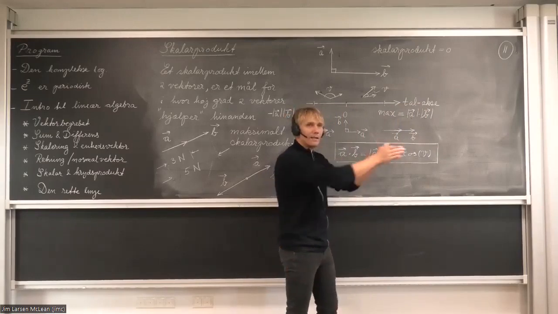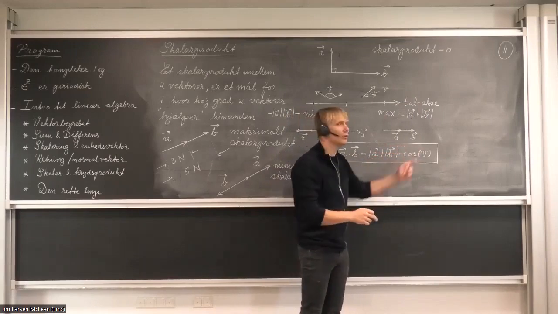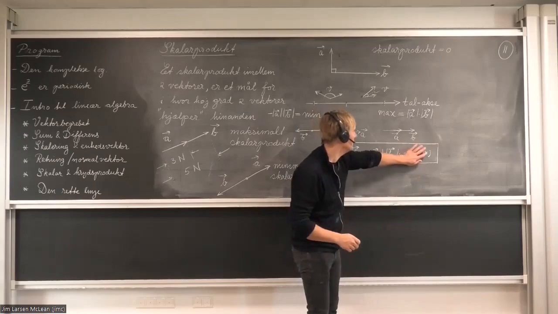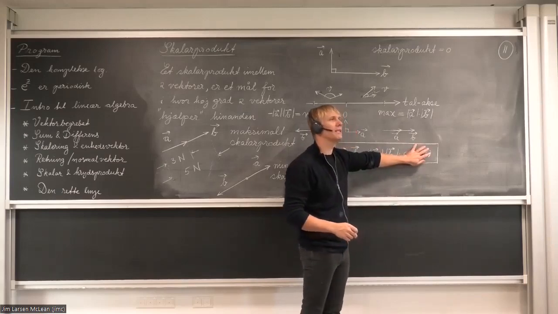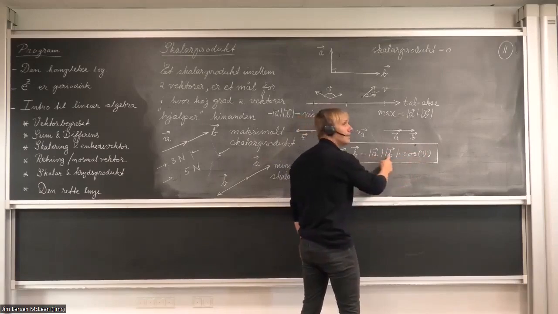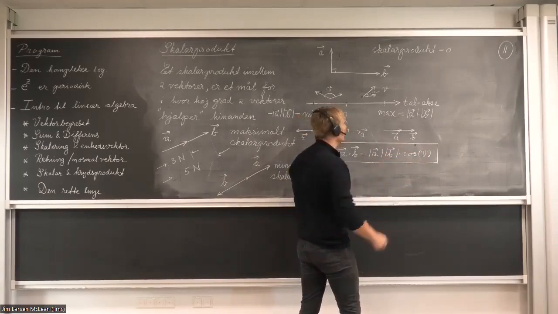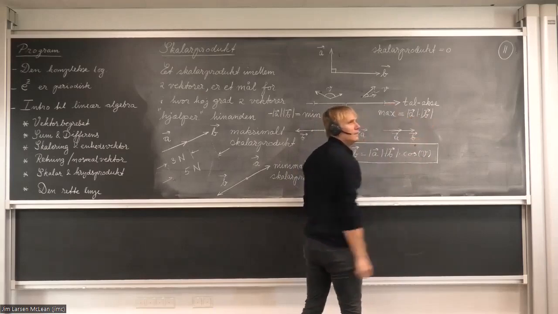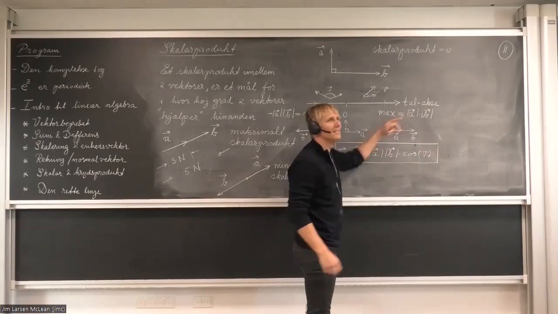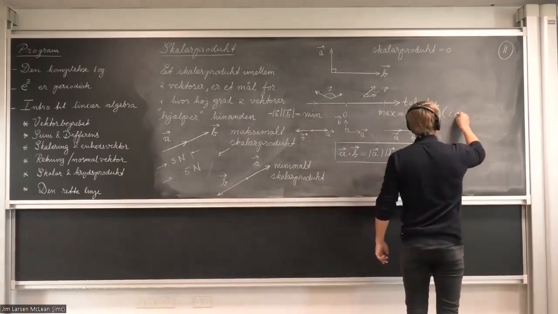Zero. Nothing. The cosine of zero is 1, so there's a 1 right here, and when you multiply by 1, you don't even have to write it down. So what does it say? The maximum value: you get the length of one times the length of the other. Here the angle is 0 and the cosine of 0 is 1.